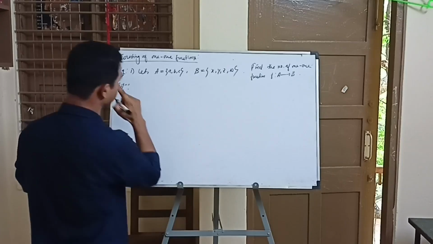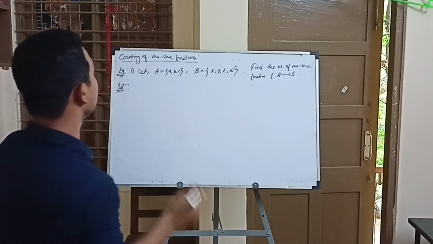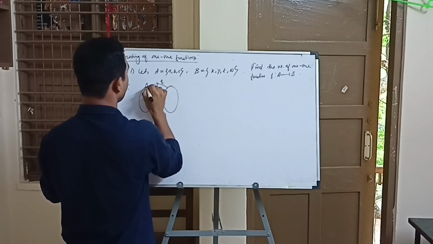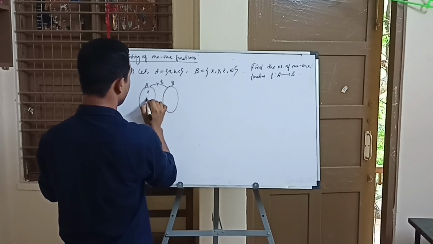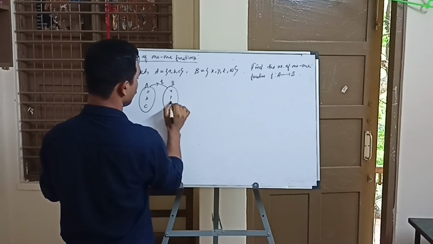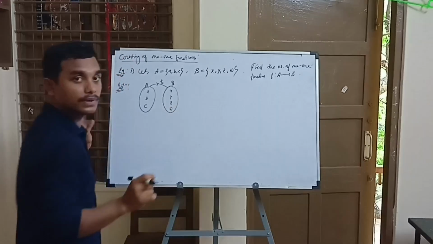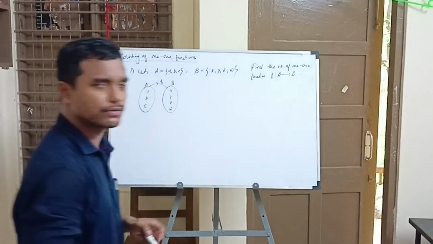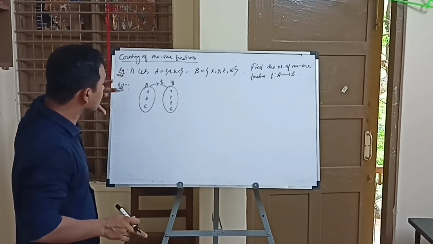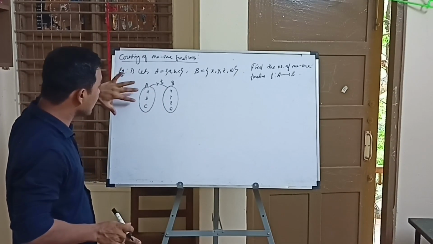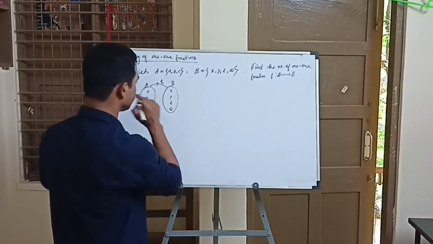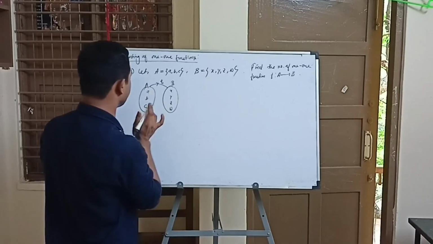How can we solve this? Okay, let's draw a pictorial diagram here. f from A to B, a, b, c, x, y, z, w. What is the definition of one-one functions? Distinct elements of A have distinct images in B. Correct? Okay.